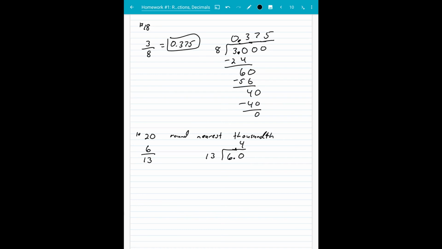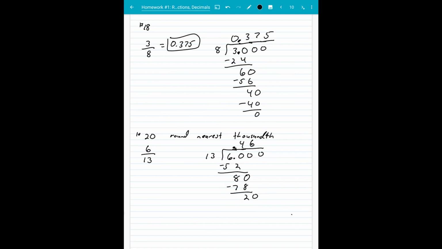So this would be 4. 13 times 4 gives us 52. We're subtracting 52. Subtract those out. That gives us 8. Bring down a 0. 13 goes into 80 6 times. So this would be 6. And 13 times 6 is going to be 78. Subtract 78. Bring down another 0 and keep going.